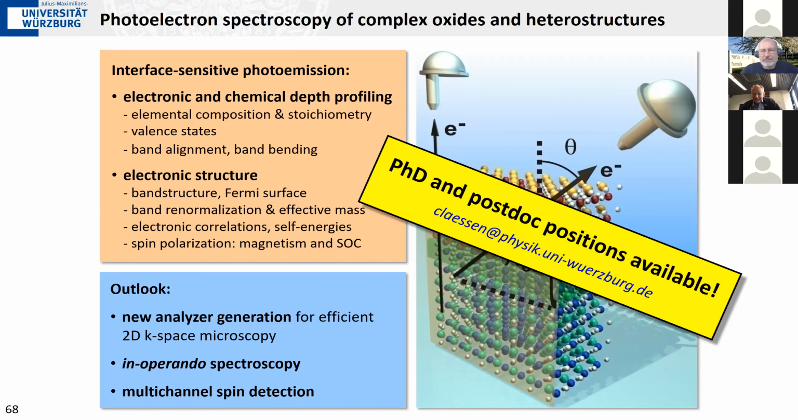Could you please elaborate a bit on the difference between HAXPES and XAS? Because as far as I understand, they can extract very similar information. So for a specific experiment, how would you choose between the two techniques? XAS, you mean X-ray absorption spectroscopy? Yes, exactly. Well, depends on your perspective. I would not say that they are very similar. They are quite different, actually.